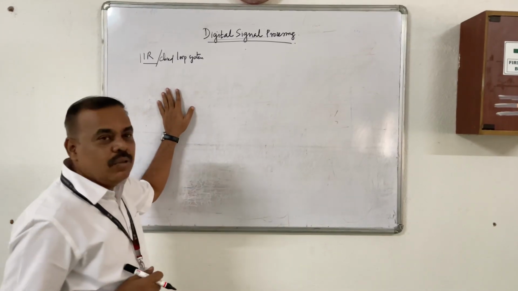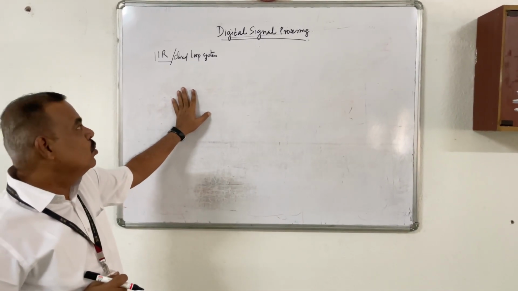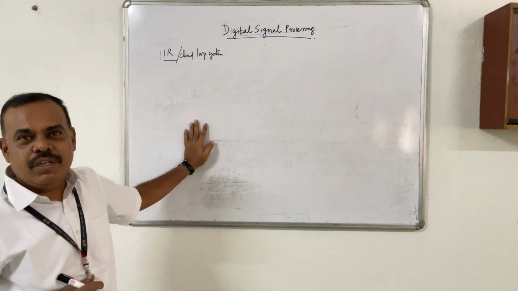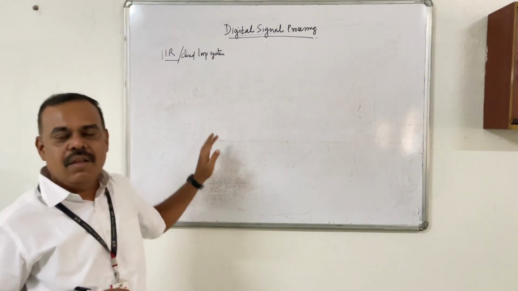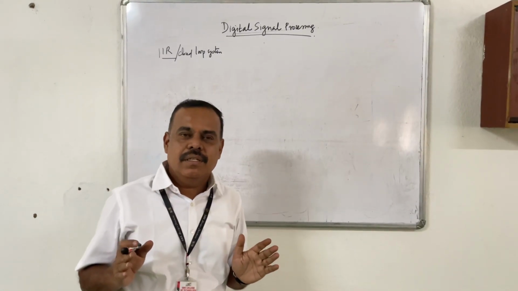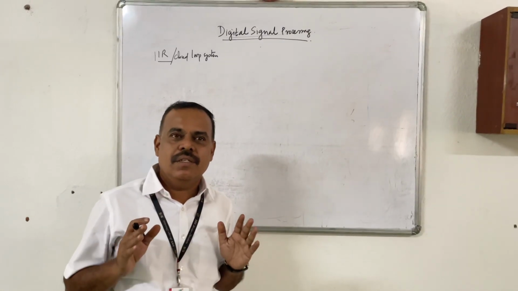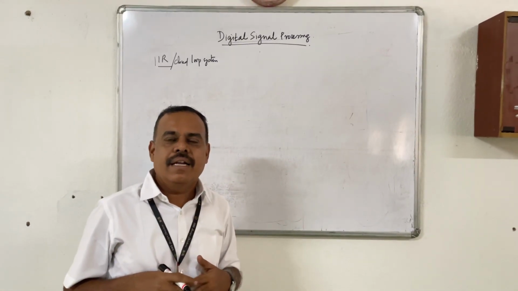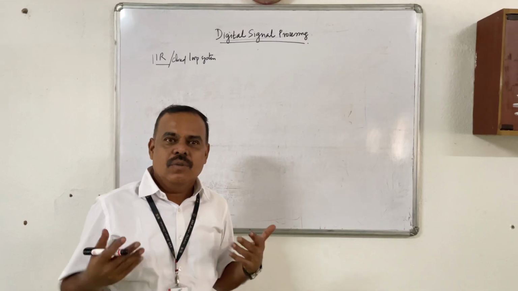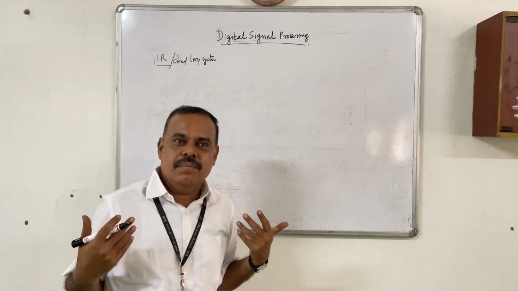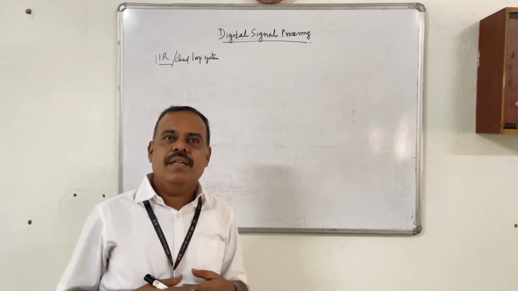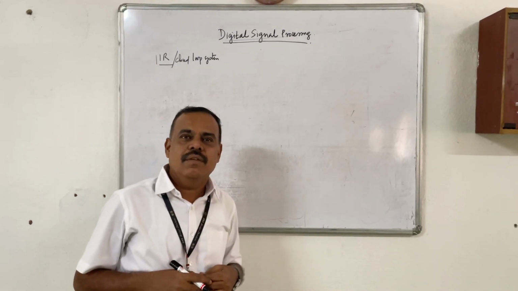Next we will discuss IIR, or a closed loop system, which is widely used for digital signal processing applications. All real-time applications, such as adaptive filters, are based on the IIR system. IIR means infinite impulse response duration filter.